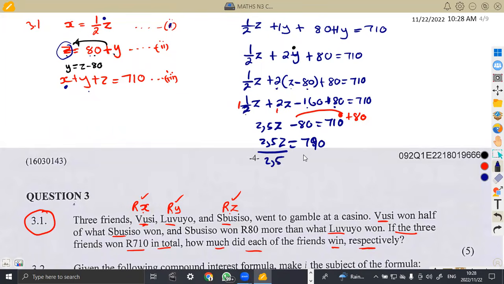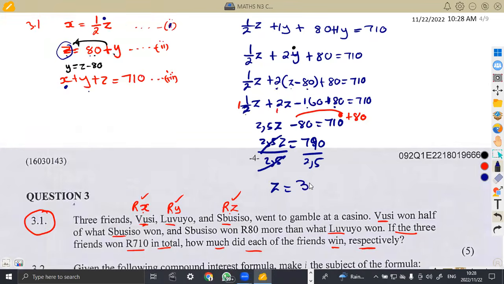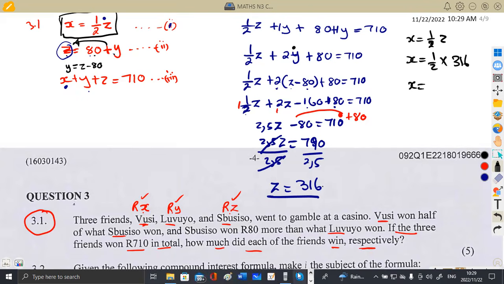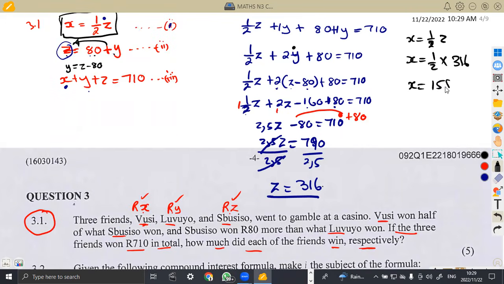Divide by 2,5 so that we can obtain Z. So if we divide by 2,5, Z is equal to what? 790 divide by 2,5 is going to be 316. All right, so that means we've got our Z as 316. If we have got Z, that means we can find X because X is equal to half of Z. So X is equal to half times Z, which is 316. So X was going to be what? Let's divide. 316 divided by 2, that's half, which is 158. So it was going to be 158.